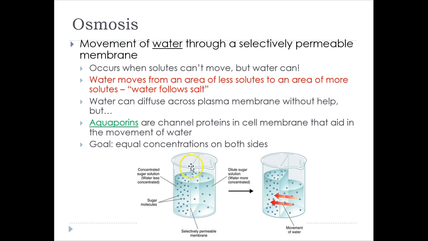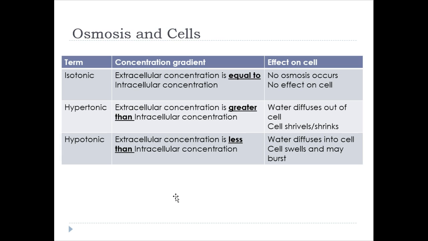This is kind of representing a cell, where a cell has an inside and an outside, and if there's not enough water on the inside of the cell, the water will move in and get to equilibrium. Cells will basically have three states that they're going to be in. Isotonic means equal amounts of water inside and outside the cell.